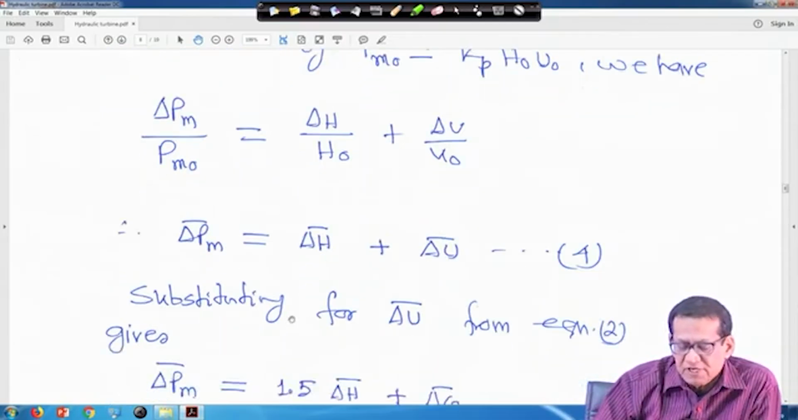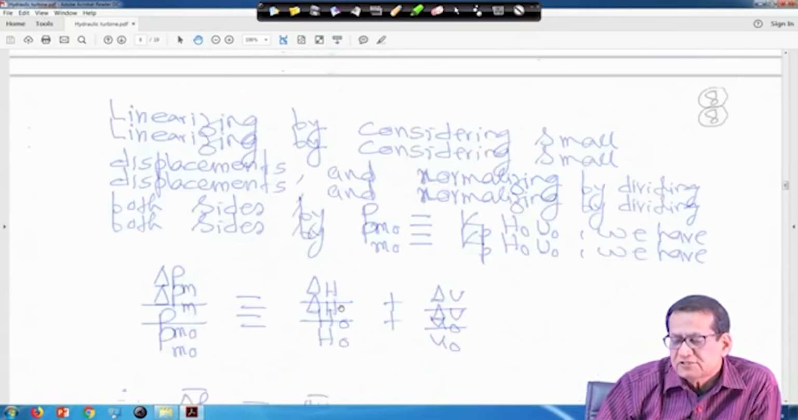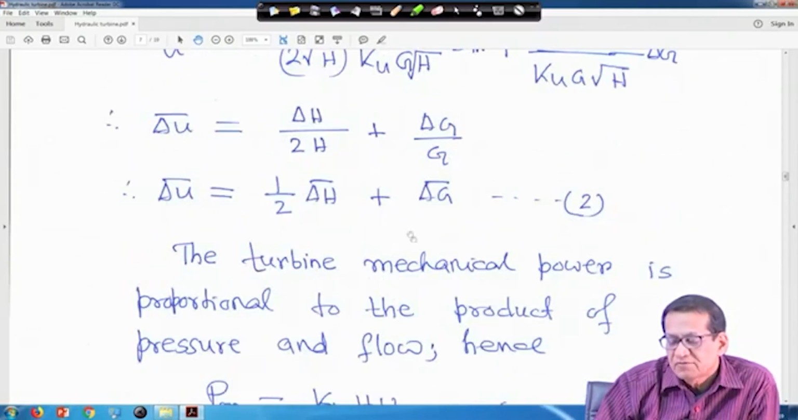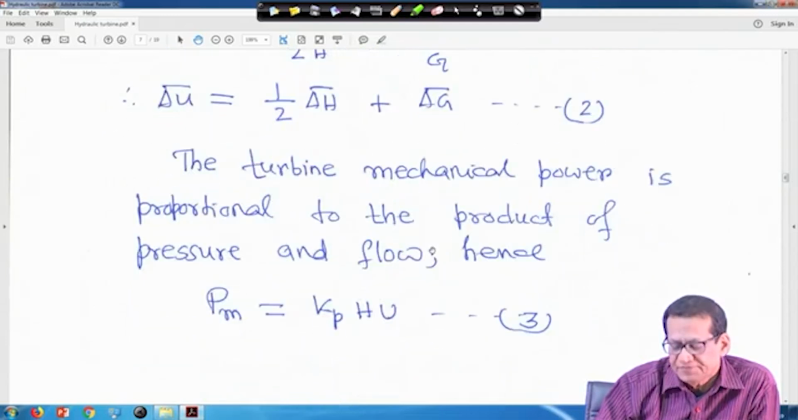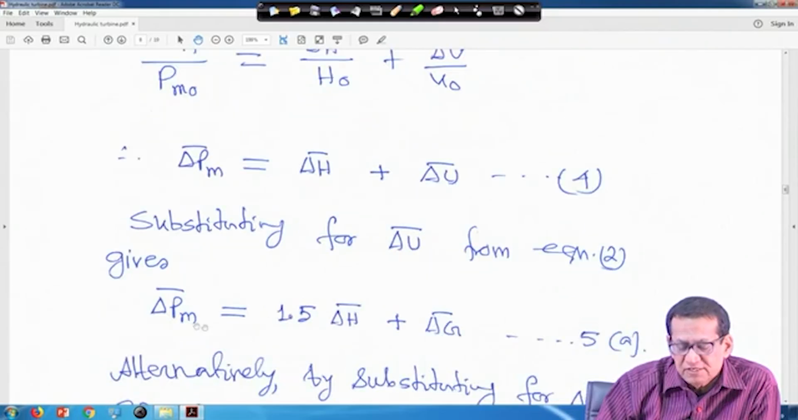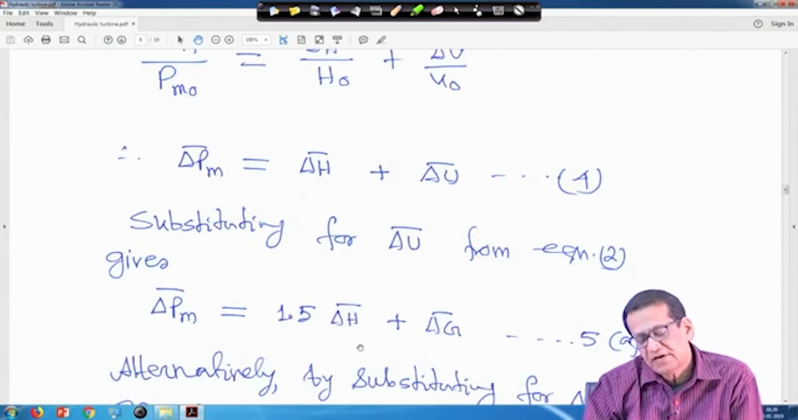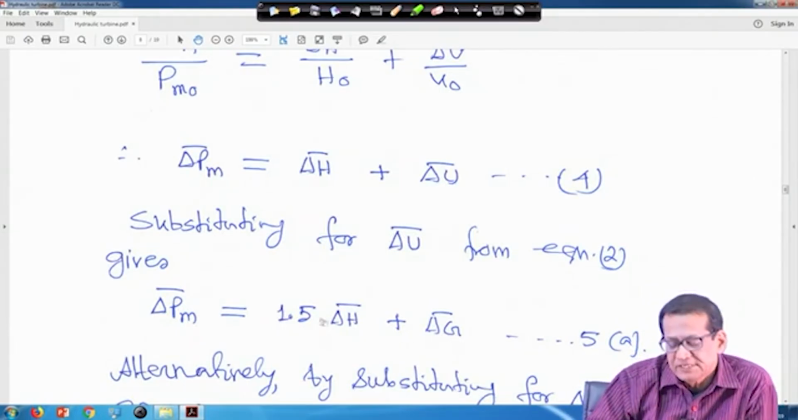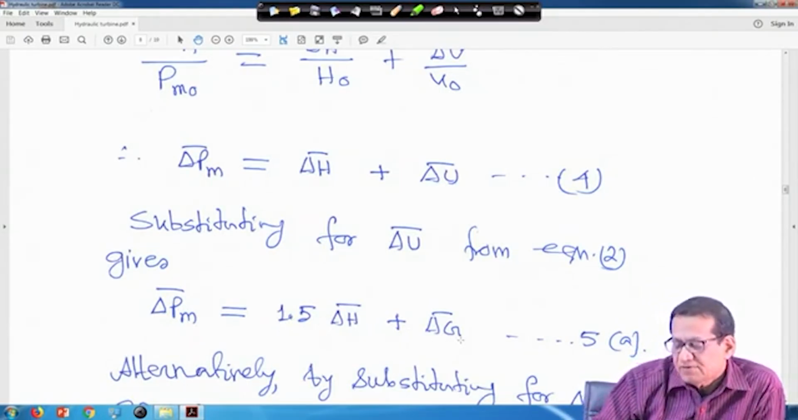So, if you substitute for delta U bar from equation 2, it gives, right. From equation 2 you substitute delta U bar is equal to half delta H bar plus delta G bar. If you do so, then delta P m bar is equal to 3 by 2 delta H bar plus delta G bar, that is 1.5 delta H bar plus delta G bar.